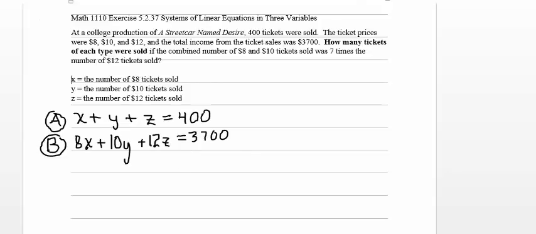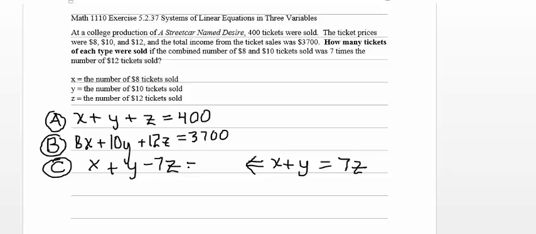Okay, I have to use the information in the last sentence to get the last equation, and I just want to translate this directly. It tells me that the combined number of $8 and $10 tickets sold, so that would be X plus Y, equals 7 times the number of $12 tickets sold, so 7Z. I'm going to put this in the form that the other equations are in by subtracting 7Z from both sides of the equation. So X plus Y minus 7Z is equal to 0.